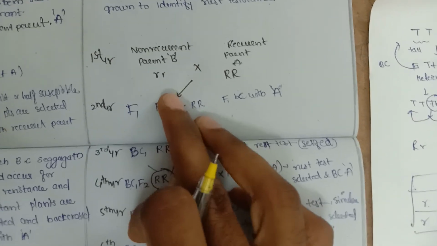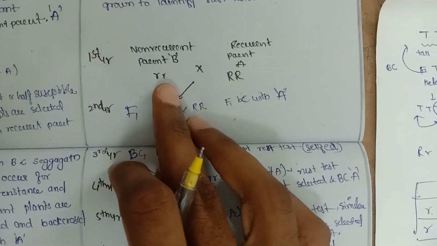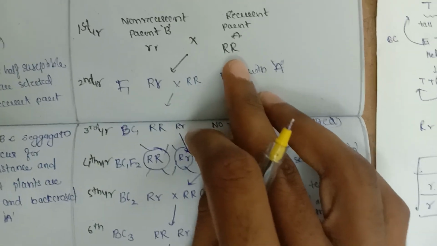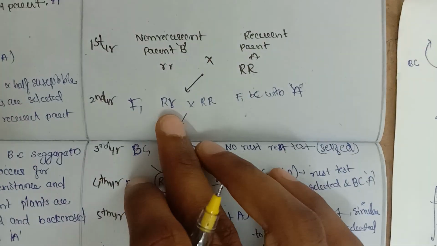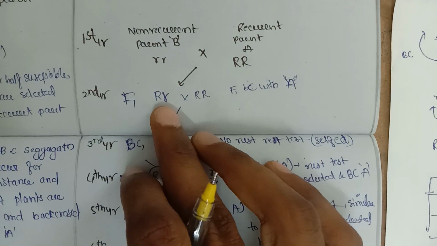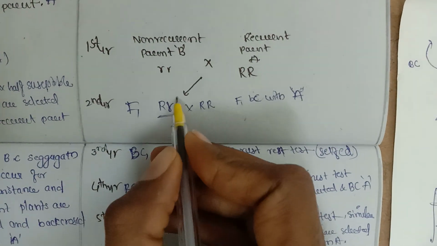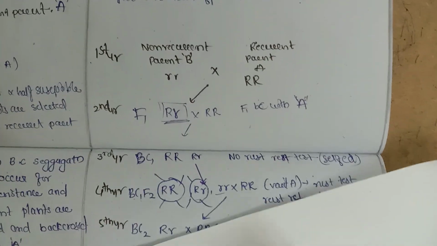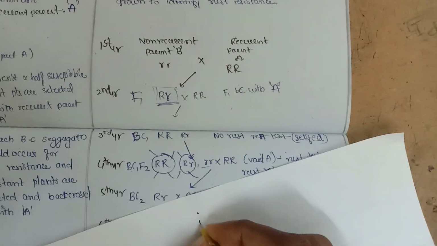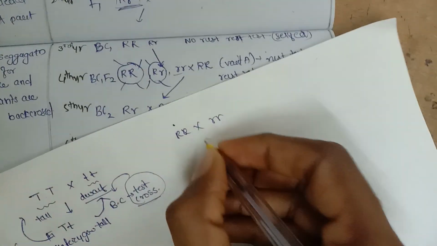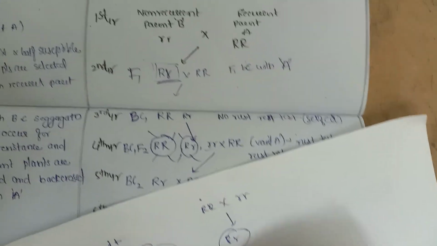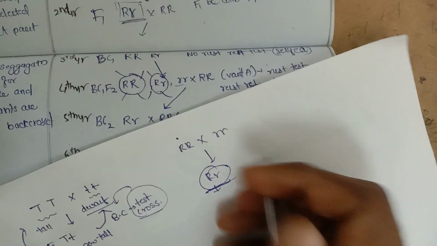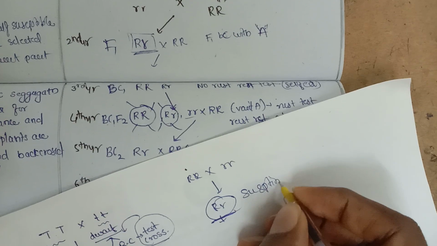The non-recurrent parent is recessive, genes smaller r r, and the recurrent parent is dominant, genes capital R capital R. These two are crossed and we get the F1 progeny, capital R smaller r. This F1 hybrid is susceptible. All the F1 are. When we cross it with smaller r we get capital R and smaller r. In this case the recessive gene is resistant, so this F1 progeny is susceptible to rust.